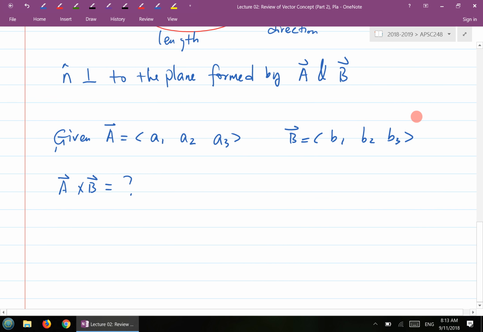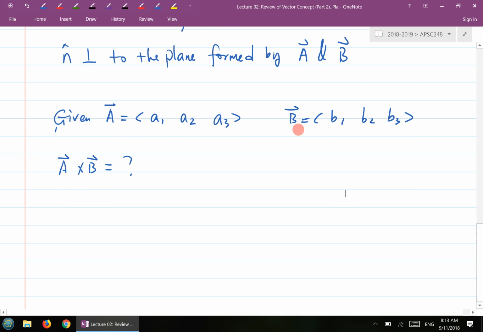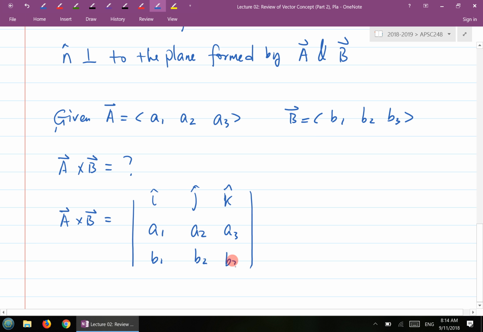So here is an alternative formula you can use for the cross product. As a matter of fact, I will introduce three notations here. So here's the alternative calculation of the cross product. What exactly do these symbols mean here?